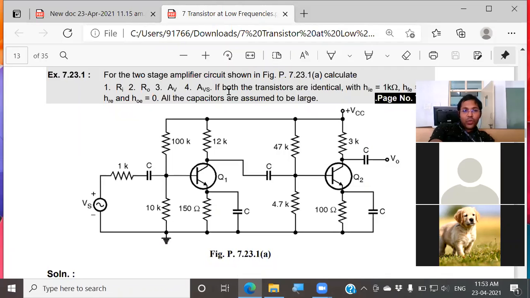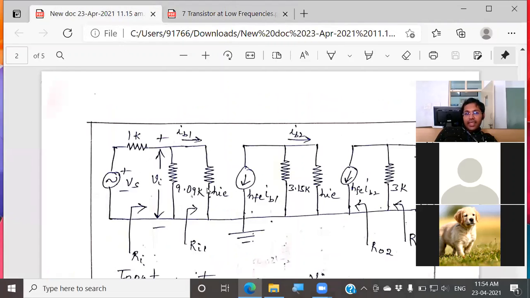Let us see the question. Here they said both transistors are identical. Identical transistors means their parameters are the same. You should not take HIE1, HIE2. Even if they don't mention it, by default you can take equal values. So HIE, this also HIE, but the current is different, isn't it? Here there are some other connections, so obviously the current will be different. So we have to give different variables, IB1, IB2.